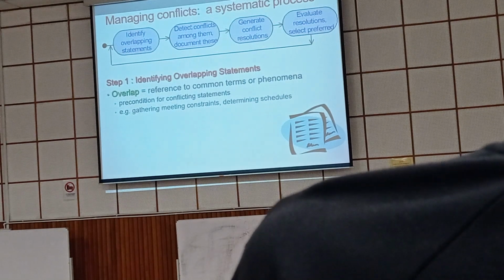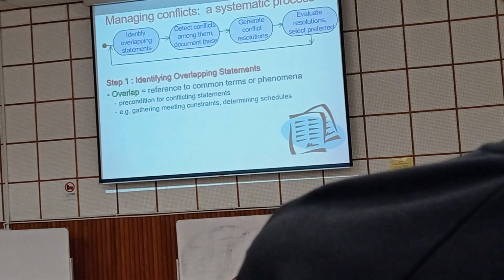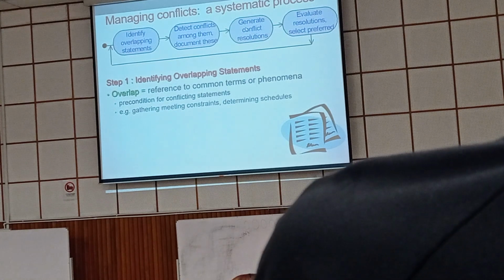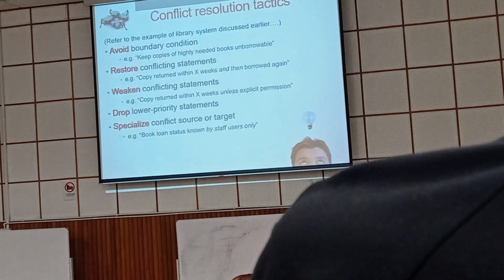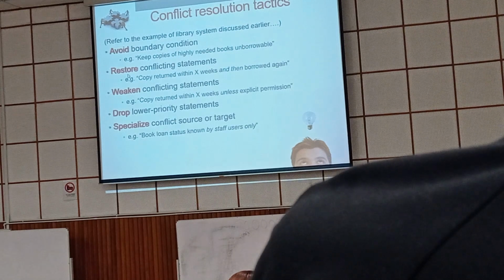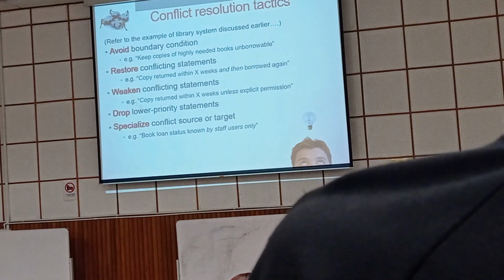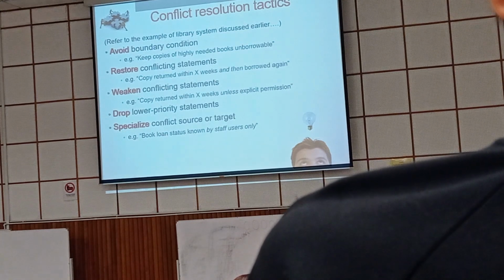Then try to detect where the conflict is. After detecting the conflict, try to generate the resolution. Now, generate resolution. I taught 5 tactics last class: avoid, restore, weaken, drop, specialize. So for the assignment, you have to come up with one resolution for each tactic. Try your level best to come up with at least one resolution for each tactic. If you really can't come up with a resolution for certain tactics, you can skip. But try to apply all the tactics.